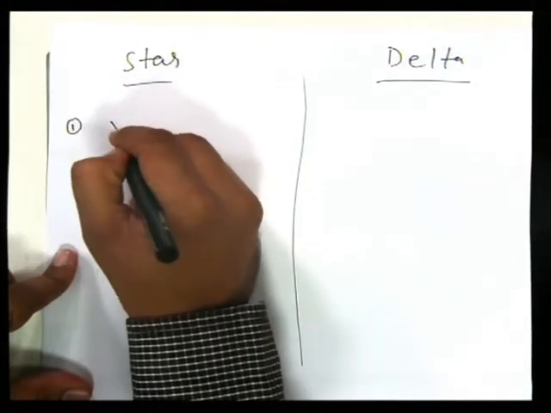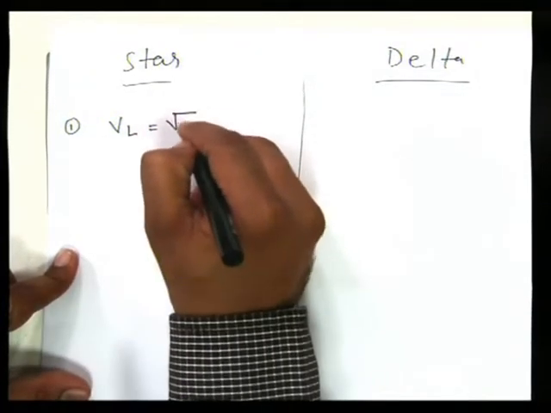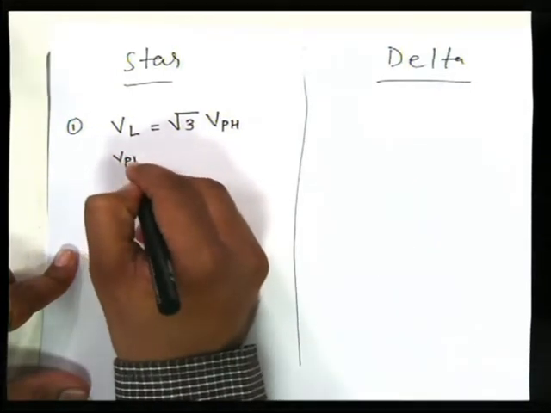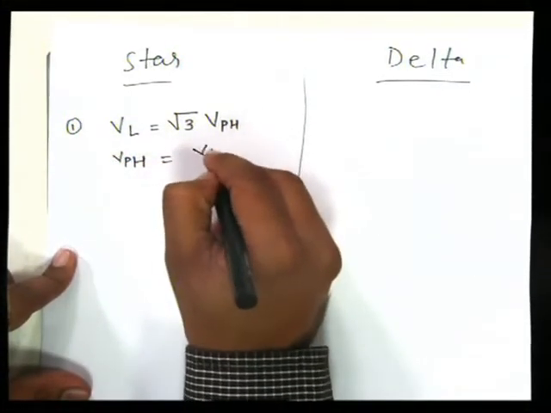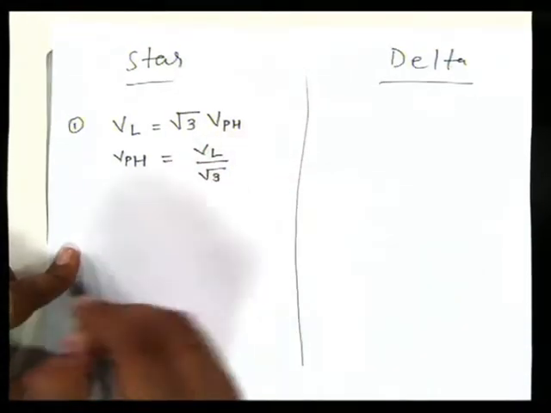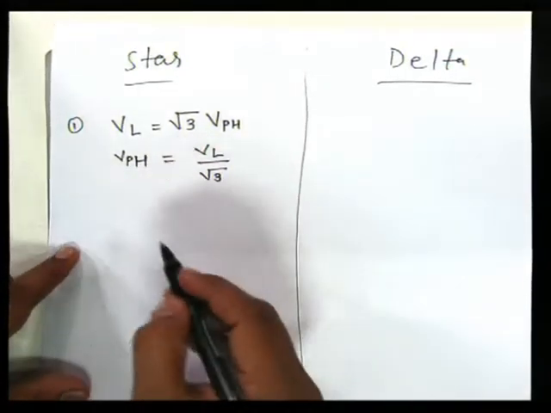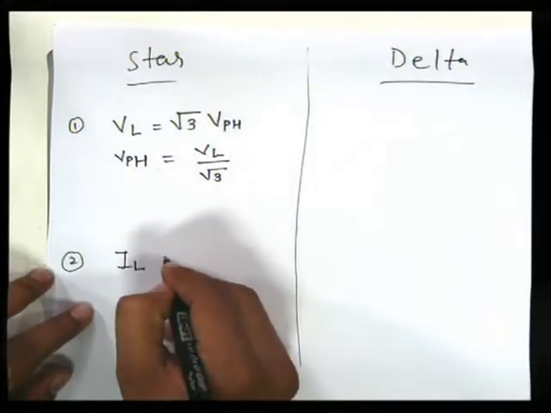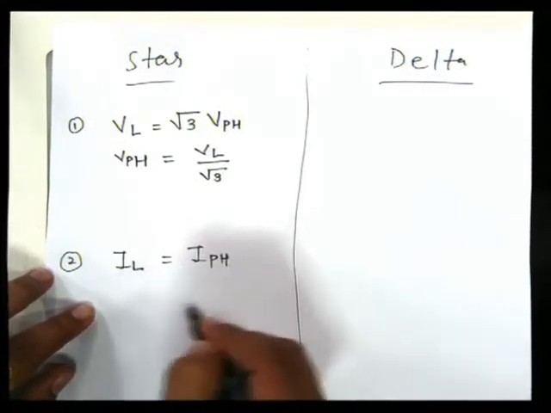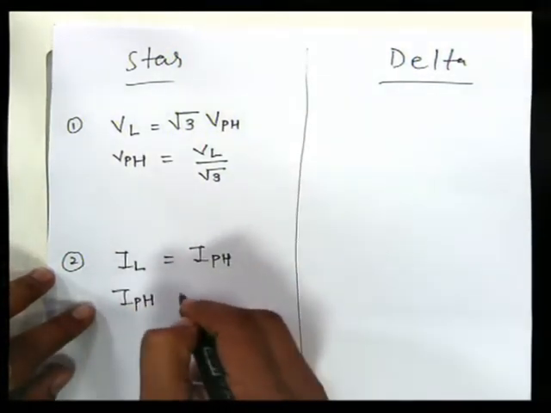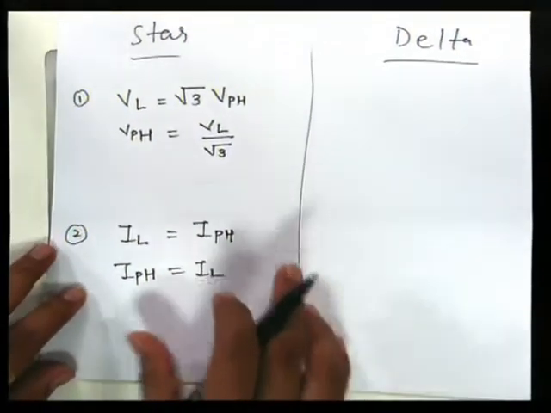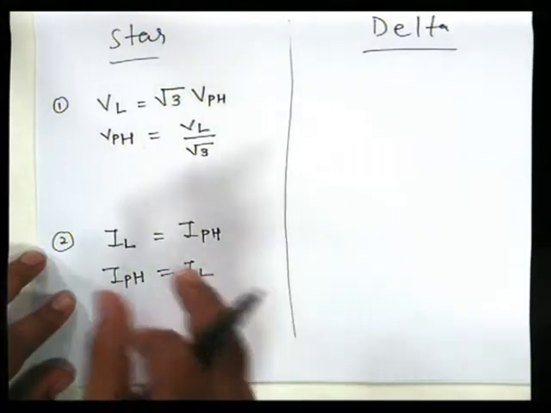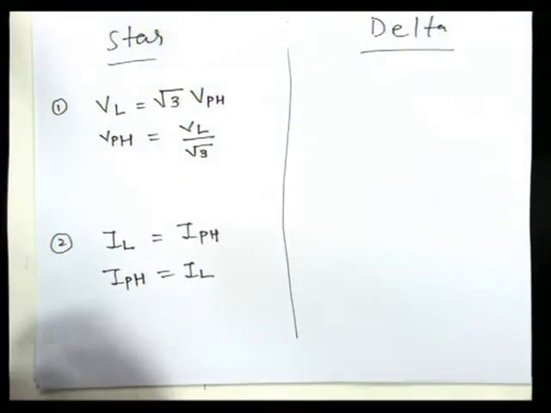So we proved that VL equals root 3 VPH, or VPH equals 1 by root 3 into VL. This is the line voltage, and the line current, that is IL, equals IPH, or IPH equals IL. This is the relationship between the line current and phase current, and line voltage and phase voltage, for the star connection.